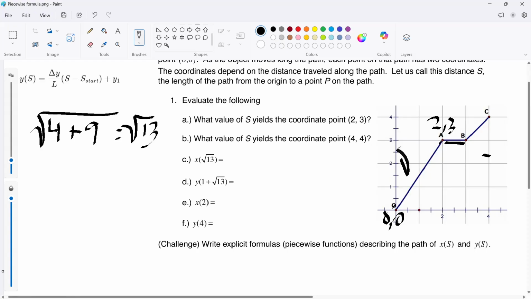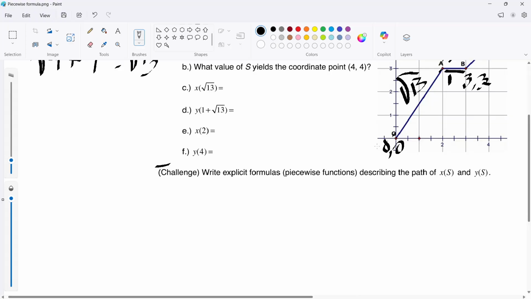I'm just calculating these. This one, I can see the distance is just 1. This one is going to be 4, 4, and this point is 3, 3. So it's 4 minus 3 is 1, squared is 1, plus 4 minus 3 is 1, squared is 1. 1 plus 1 is 2, square root thereof, square root of 2. Okay, now I can answer these questions, and I'll get down to this piecewise function.